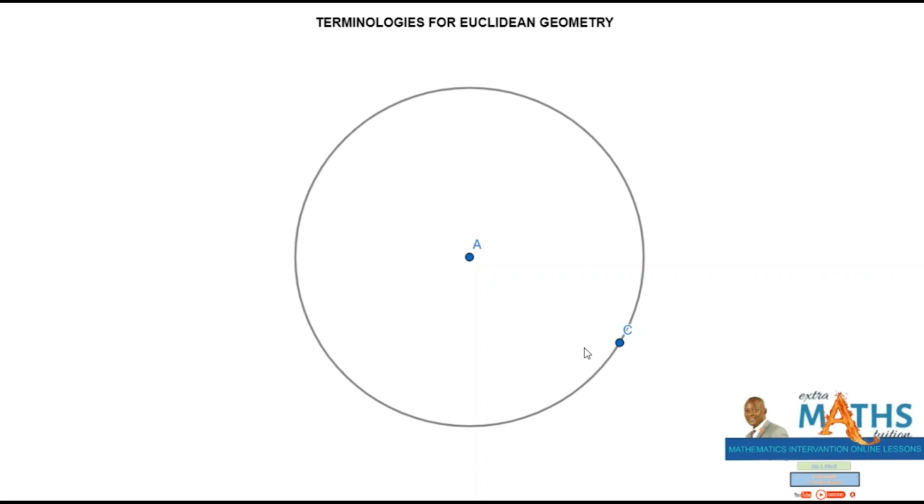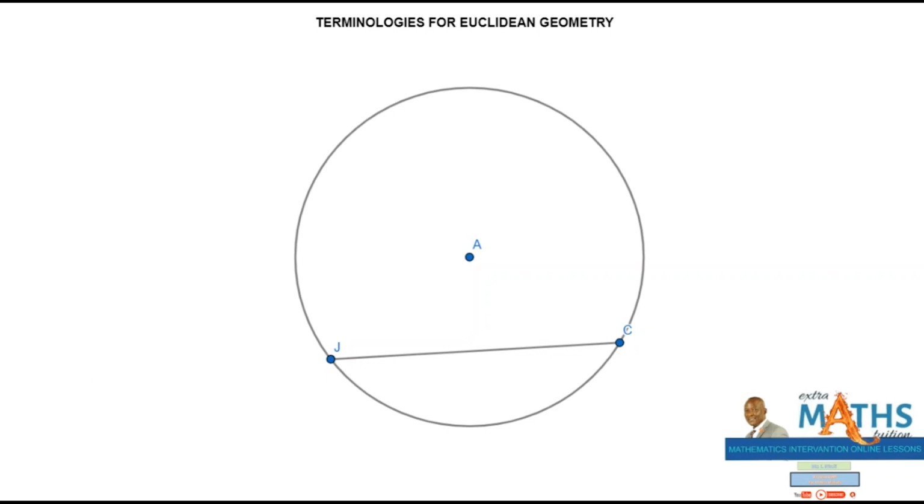The second thing that I want us to talk about is a line segment. A line segment is very important because we will be dealing with it. A line segment is any line from a point on the circumference to another point on the circumference. Now, if we notice, this circle is divided into two, right? It means we have a minor segment and we have a major segment, okay?